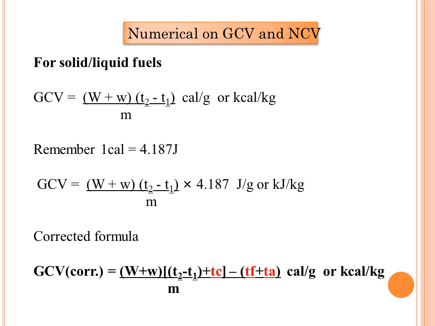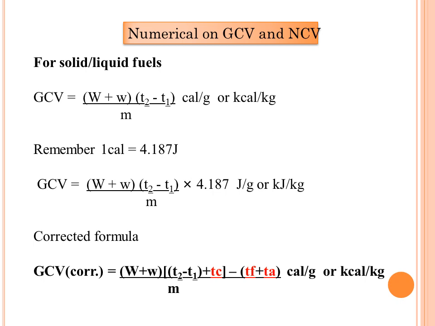Now if we want to convert that in terms of joule, then we know that 1 calorie is equal to 4.187 joule. So the formula will be (W + w) × (T2 − T1) / m × 4.187 joule per gram, or kilojoule per kg.